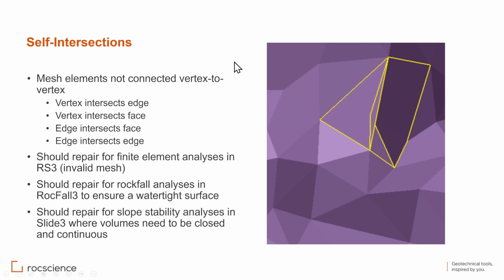So self-intersections in the most general case is where mesh elements are not connected vertex to vertex. The specific cases of self-intersection are vertex to edge, vertex to face, edge to face, and edge to edge. Now, self-intersections can result in an invalid mesh, and so they should be repaired for RS3 finite element analyses. Self-intersections can also affect the watertightness of a surface or volume, so they should also be repaired in Rockfall3 and Slide3.